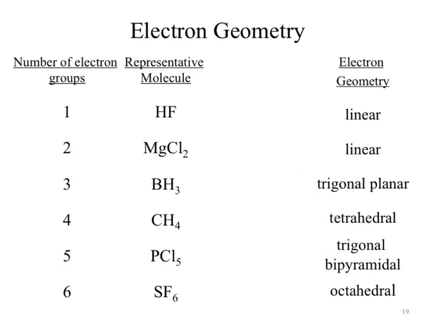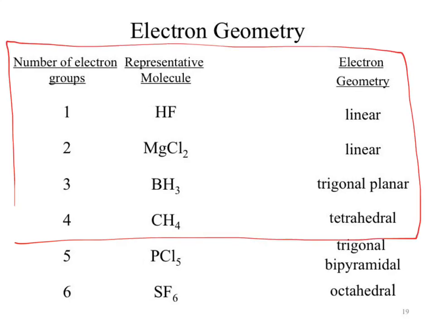So what we've got here is the number of electron groups, a representative molecule, and the shape that comes out of it. You are responsible for up to 4. Okay, you're responsible for this section. The trigonal bipyramidal and the octahedral will show up after exam 2, for sure, and I don't know that they show up on the final, so you may not need to worry about them at all.